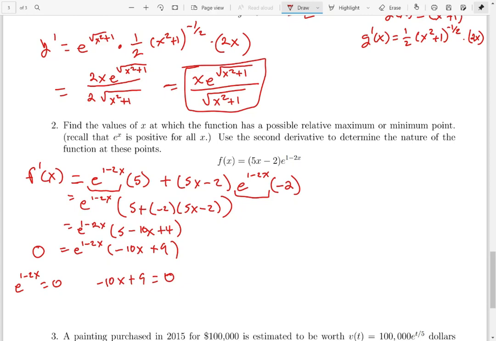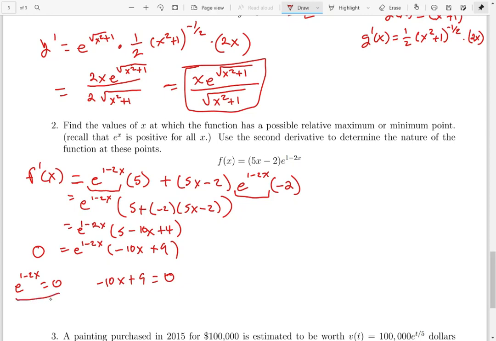Well, my claim is that if we recall the properties we talked about before, remember that an e raised to some x function will never be 0. It's not going to approach the x-axis. It's not going to cross the x-axis. Specifically, it approaches the x-axis because there's a horizontal asymptote there.